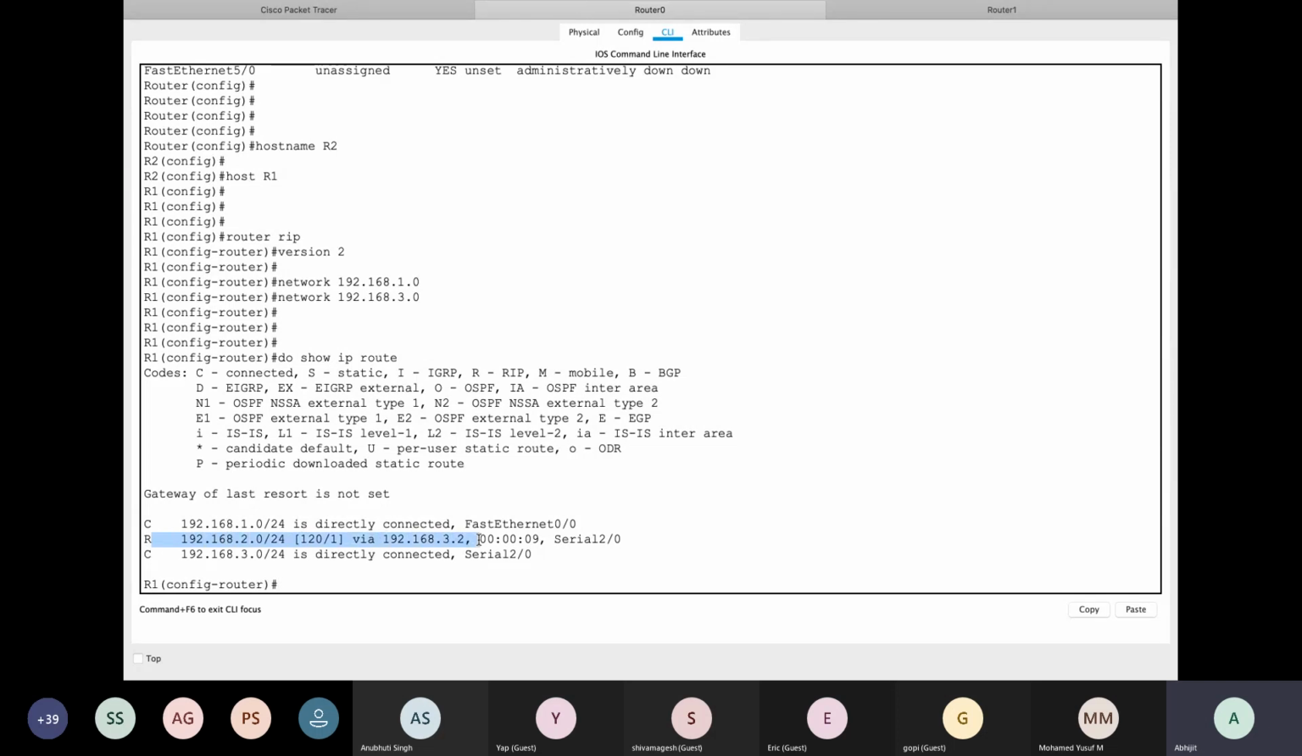That says 192.168.2.0, which is highlighted with R, and R stands for RIP. So this particular route has been learned via 192.168.3.2. It has been 9 seconds since this particular router learned about that route, and the advertisement was received on SE2/0.